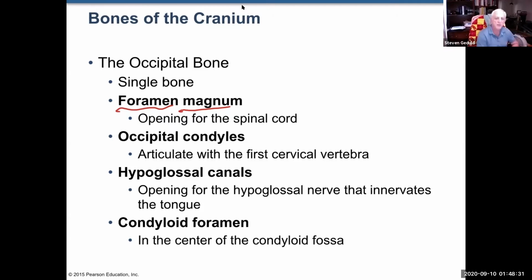The hypoglossal canal is an opening. Again, a canal is an opening, for the hypoglossal nerve that innervates your tongue. Anytime you see the word glossal, glossal is Latin for tongue. So as soon as you see glossal, you know it's going to innervate the tongue. The condyloid foramen is the center of the condyloid fossa that the skull rotates on. Okay, we'll get a picture here, and you'll see a little bit better.